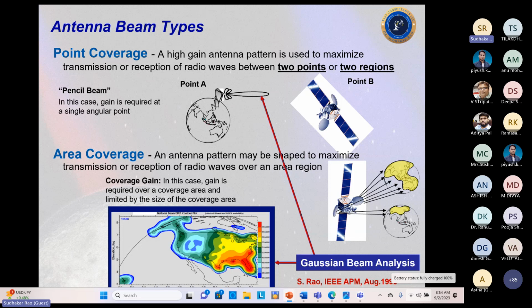And you don't need to run any software to analyze the performance. So we have actually Gaussian beam analysis, which was published in the late 1990s, in IEEE AP magazine. So a lot of people use that to now estimate the minimum directivity or gain for either pencil beam or area coverage beam.